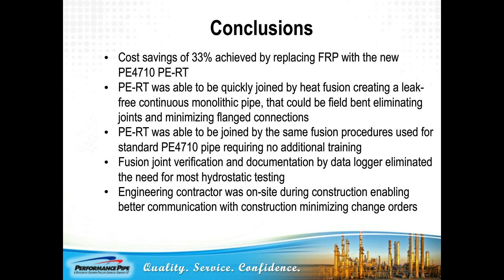Conclusions. For the case study, a cost savings for the project of 33% was achieved by replacing FRP with the new PE4710 PERT piping. The PERT piping was able to be quickly joined by heat fusion, creating a leak-free, continuous, monolithic pipe that could be field bent, eliminating joints and minimizing flanged connections. The PERT piping was also able to be joined by the same fusion procedures used for standard PE4710 pipe, requiring no additional training.